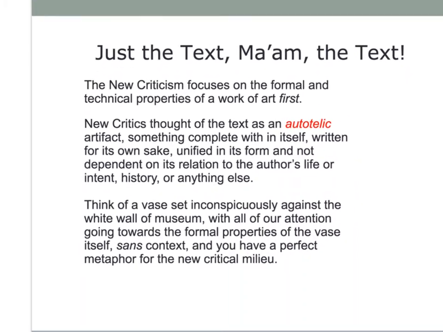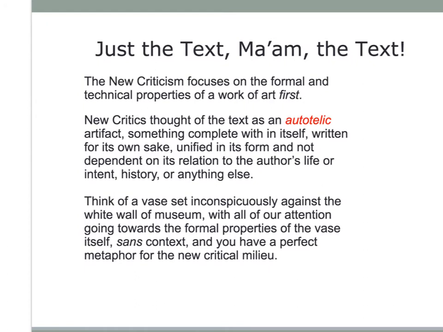So bottom line, as I go on to the next text, it's all about the text, just the text. So we need to look at the formal properties of a work first. Now, there are some fancy words here like autotelic artifact. But basically it means it's all there. It's complete in itself. It's written for its own sake. And it's not dependent on the author. And honestly, it's not dependent on the reader. Again, this is an extreme theoretical point of view. In practice, I think we're going to find there are different ways to look at it.